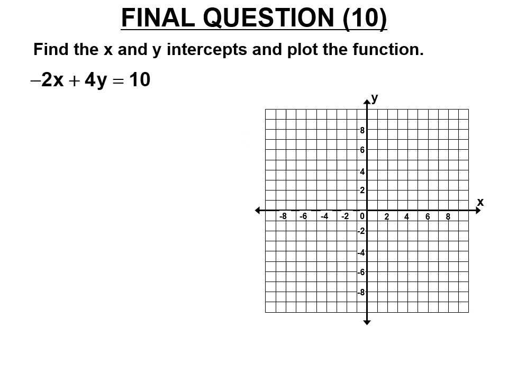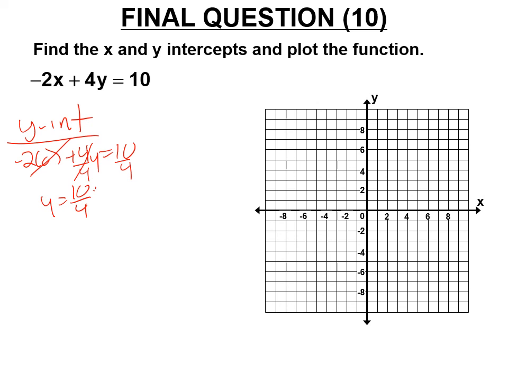Final question. Y-intercept, make x equal to 0. I think we're going to get some fractions here. Divide by 4. Y equals 10/4, but you can't leave it that way. That needs simplifying. So it equals 5/2. 5/2 is 2.5, because 4/2 is 2. Whoops, but that's the y-intercept. So it's 0, 2.5. Right? So 0, 2.5 is halfway between 2 and 3.